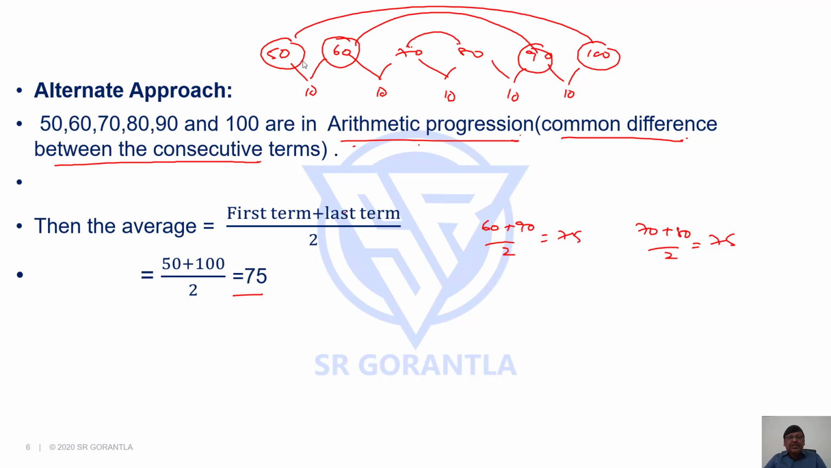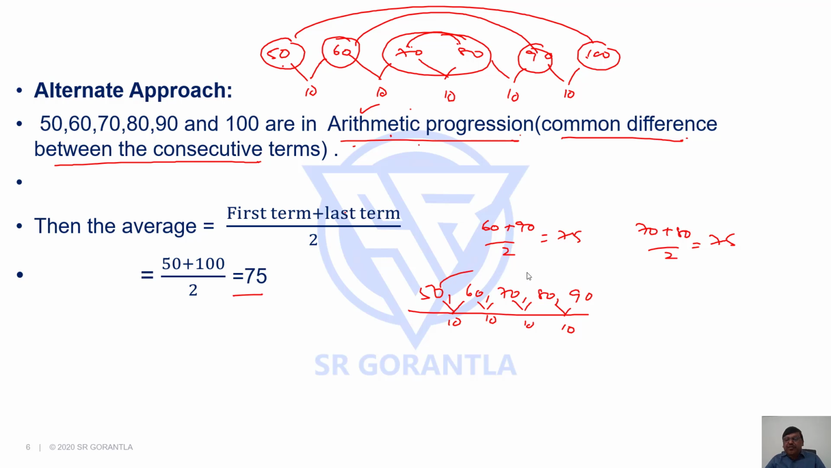And one more thing, since we have 6 numbers, the average is the average of the middle 2 numbers you are getting here. Suppose if you have an odd number of numbers, suppose 5 numbers are there. Let me give 50, 60, 70, 80, 90. I have 5 numbers. Again, there is a common difference. This shortcut I am saying only if there is a common difference. In other words, they are in arithmetic progression. See here, there is a common difference, 10.